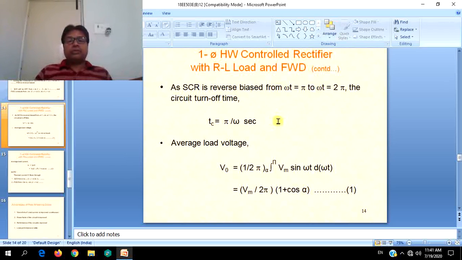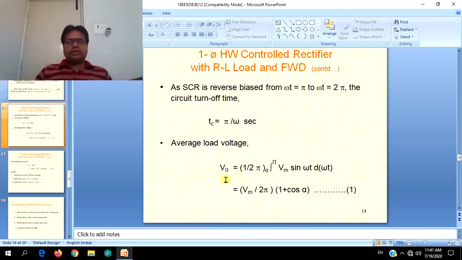And also for the circuit turn off time of the SCR, as the SCR is reverse biased from omega t equal to pi to 2 pi. Between pi to 2 pi, the SCR is totally reverse biased. The circuit turn off time tC is pi by omega seconds, where omega is 2 pi f. Thus you can calculate the circuit turn off time. During this total time, the circuit should be turned off.